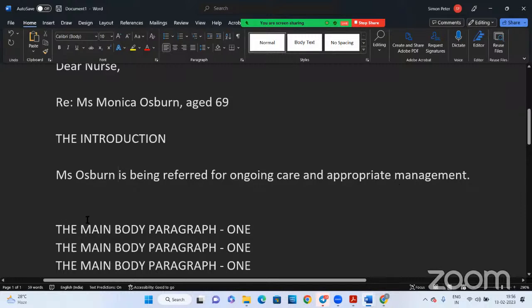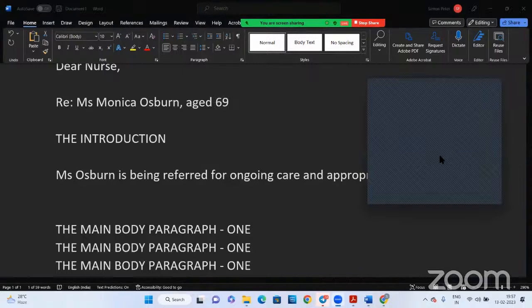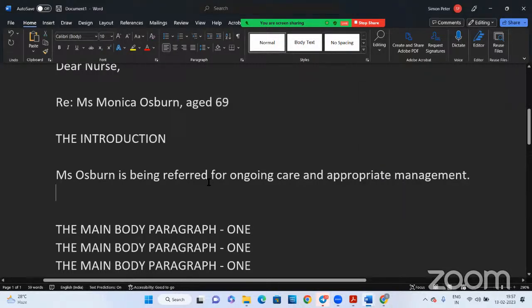Now many people will write Miss Osborn, a 69-year-old woman, like that. A lot of different things they write. All those things are not needed because already we have mentioned here age 69. Be as short as possible. Don't write too many things. Yeah. So now let us see what else.